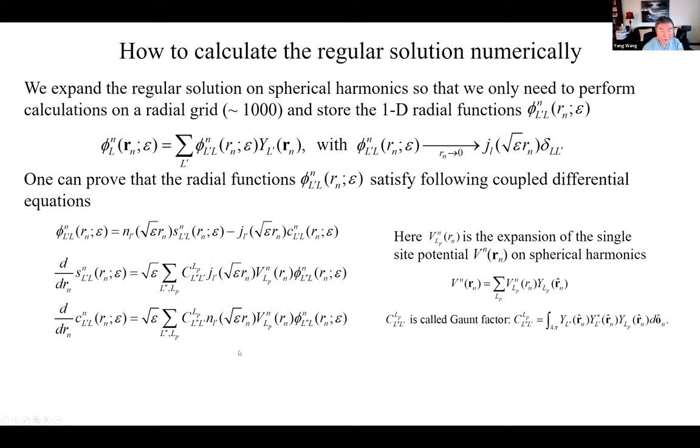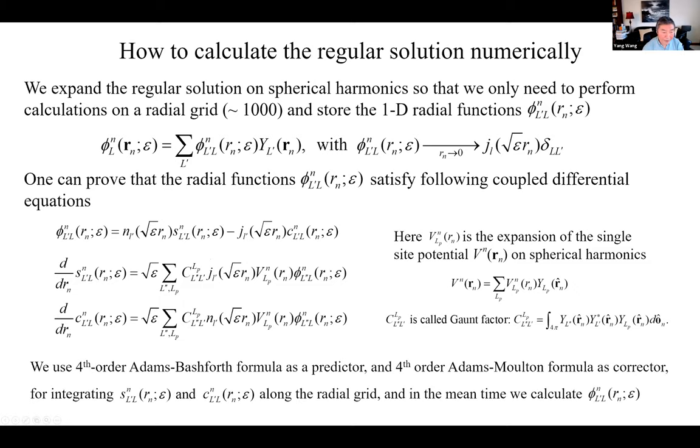Okay, so all you have to do is just solve these integral equations, differential equations. You can use a fourth-order Adams-Bashforth formula as predictor and the fourth-order Adams-Moulton formula as corrector. This is a numerical technique for solving ordinary differential equations. So it can integrate the sine and cosine functions along the radial grid. In the meantime, you calculate phi. From the origin, the boundary condition is this. You can easily figure out the boundary condition for S and C. And then you can move from the origin outward and calculate phi. That's how it is done numerically.